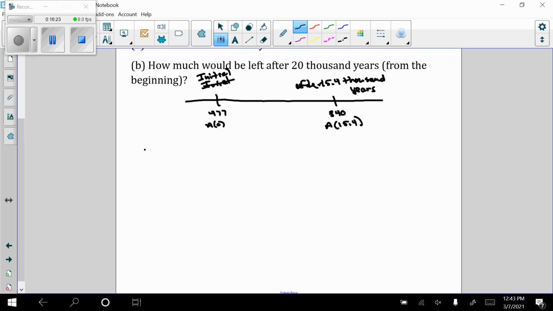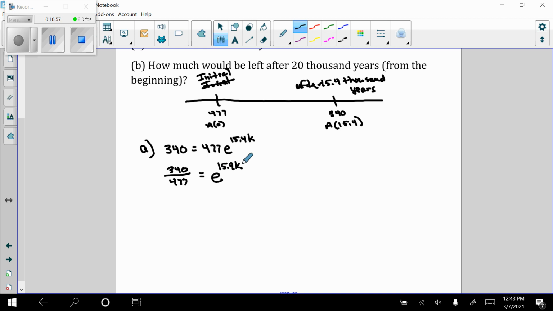Okay, so for part A, I just have to find the decay rate. So my later amount is 340. My beginning amount was 477 grams. E, and I need 15.4 years times K. So I have 340 over 477 equals E to the 15.4 K.